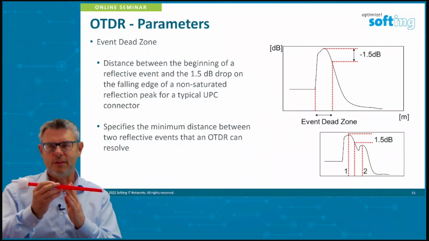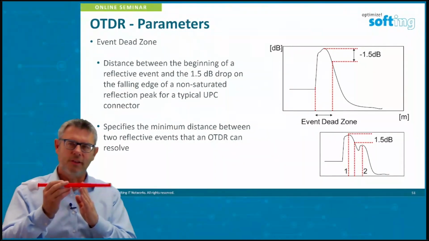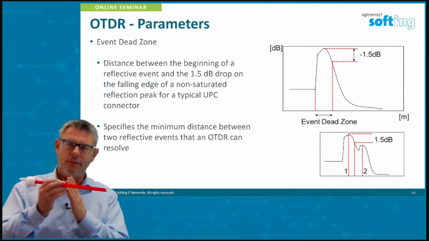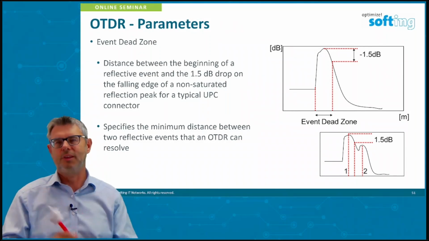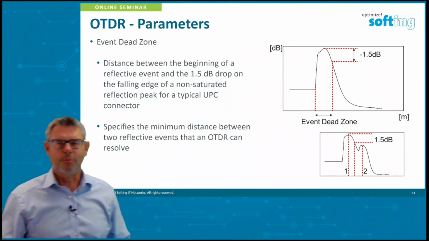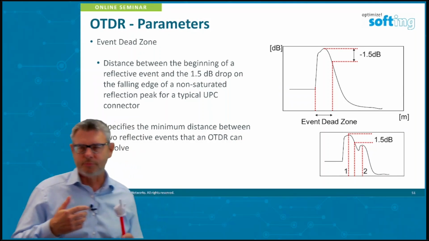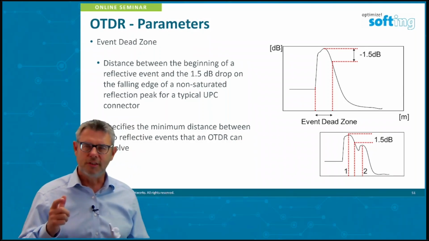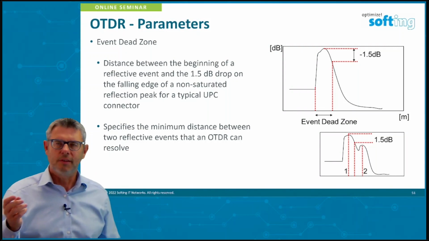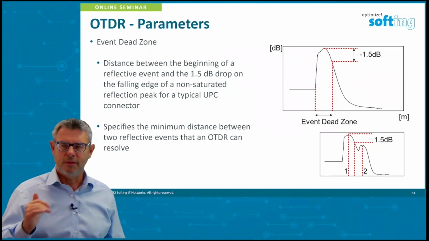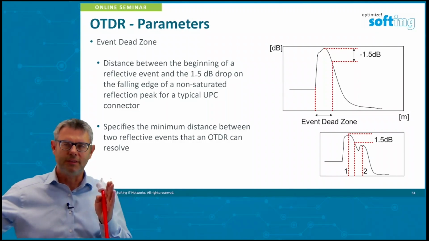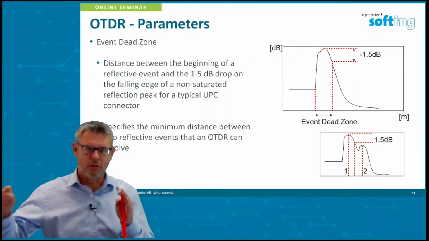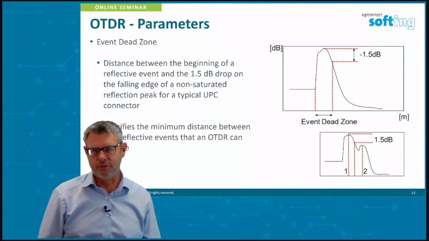So there is a definition, called event dead zone, of after what distance you can see a reflective event again. For example, a good event dead zone for an OTDR used in the LAN environment is below 1 meter. So you see connectors which are sitting about 1 meter apart. For example, you can see patch cords in between in your fiber optic link.